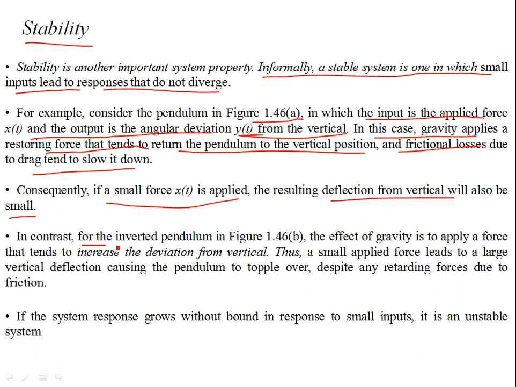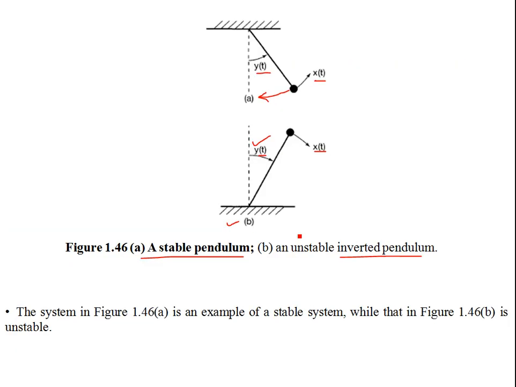But in contrast, for an inverted pendulum in figure B, the effect of gravity is to apply a force that tends to increase the deviation from the vertical. So the effect of gravity is the opposite in figure 146b, as you can see. So y(t) is going to be unbounded. It's an unstable system. So 146b is an unstable system, 146a is the stable system, so that for a small excitation, your output is not growing, your output is not divergent. But in the latter case, in part B, y(t) is divergent.